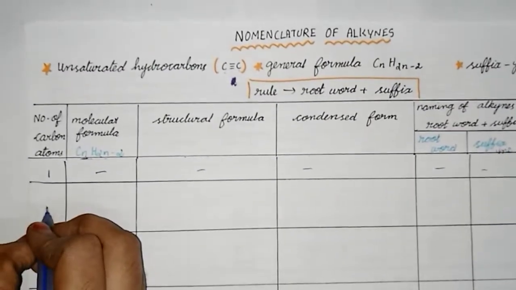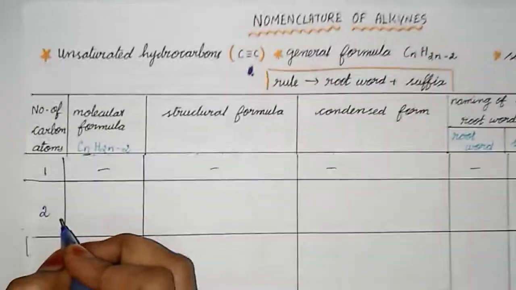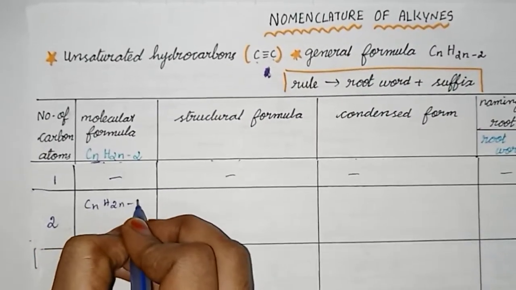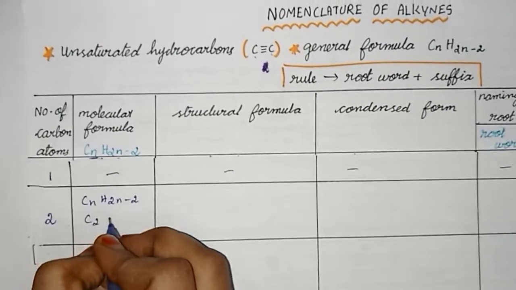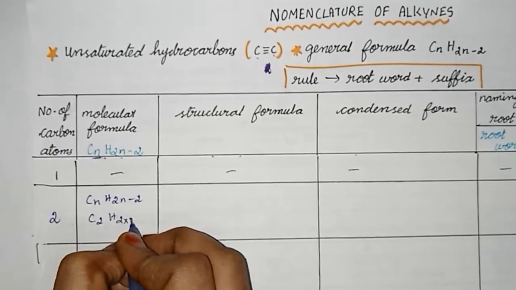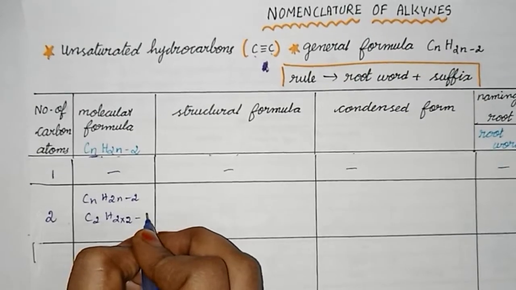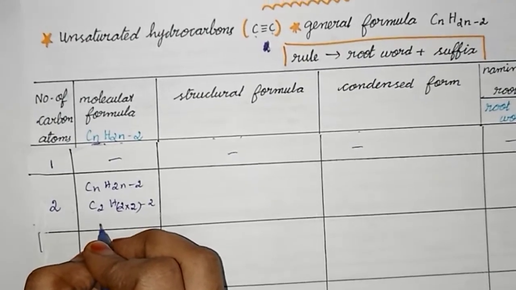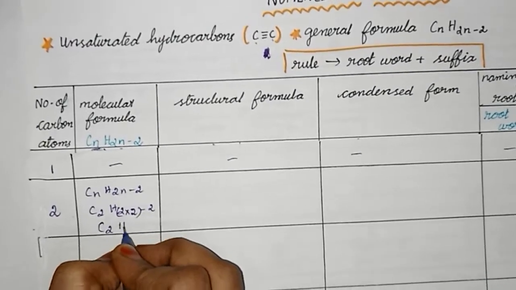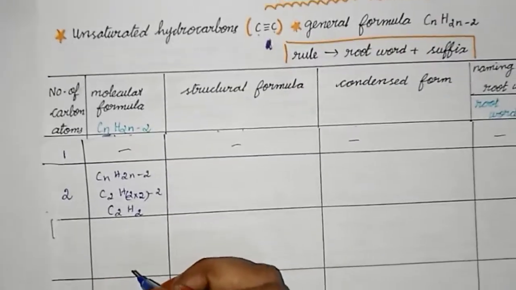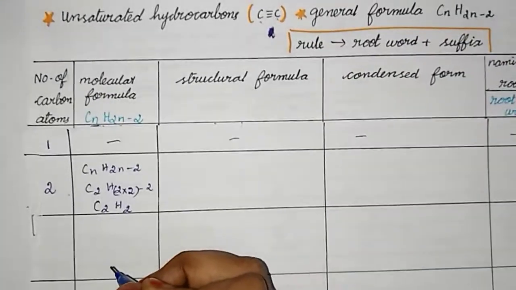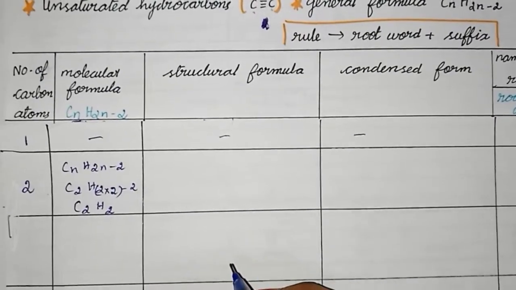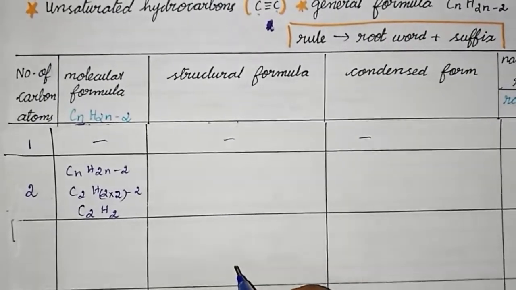So next, number of carbon 2. When we substitute n = 2 in the general formula CnH2n−2, we get C2H2. So we derive the molecular formula from the general formula: C2H2. That is the molecular formula for the alkyne containing 2 carbons. Okay. Next is the structural formula. The structural formula is nothing but the structure of the alkyne.